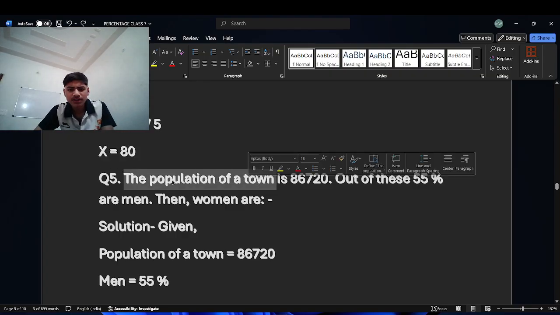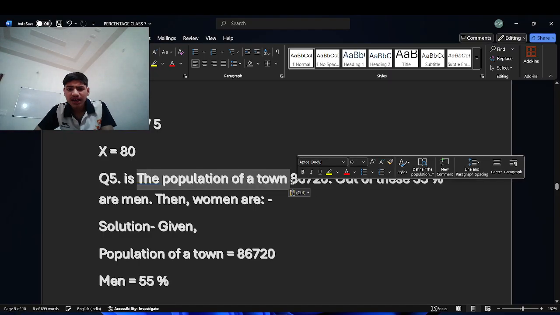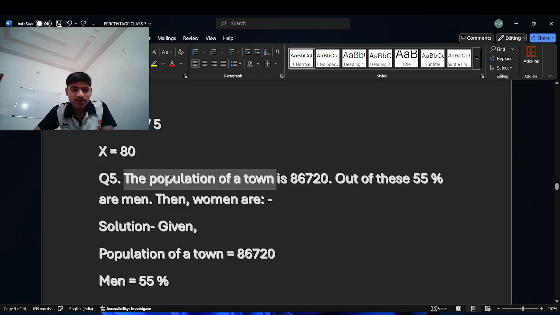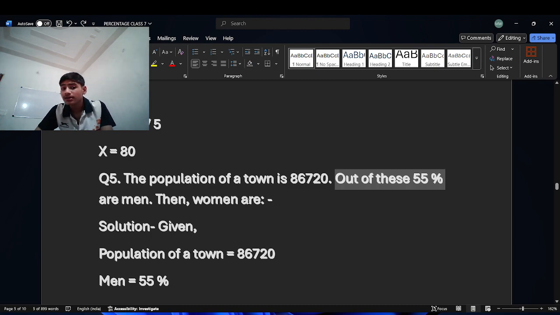The population of a town is 86,720. Out of these, 55% are men. If 55% are men, how will you find the women? You have to find the number of women, not the percentage. First think how many men there are, then how will you find the women?